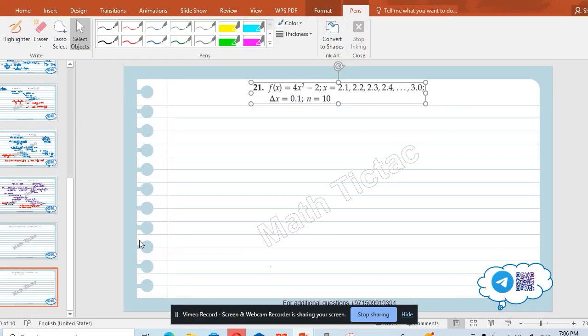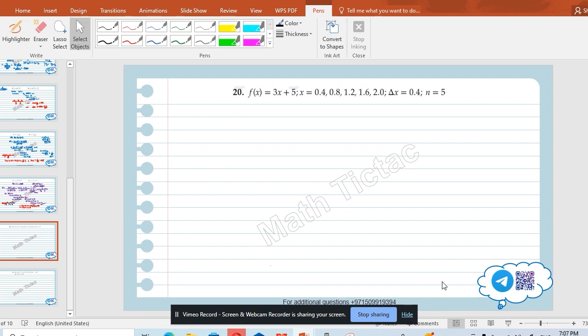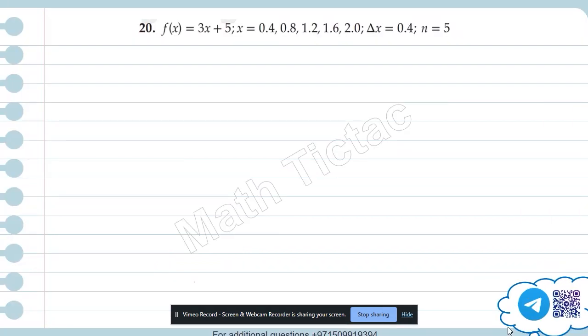Starting with question 20, actually, not 19. Whatever. Here we will follow a specific rule for finding the values. We have two ways to solve this question. The first method is the direct method. Since you have delta x and n, and here we have the values of x: 0.4, 0.8, 1.2, 1.6, and 2. If you count these values, 1, 2, 3, 4, 5, so 5 values, and we have the function. So directly I will use sigma notation.